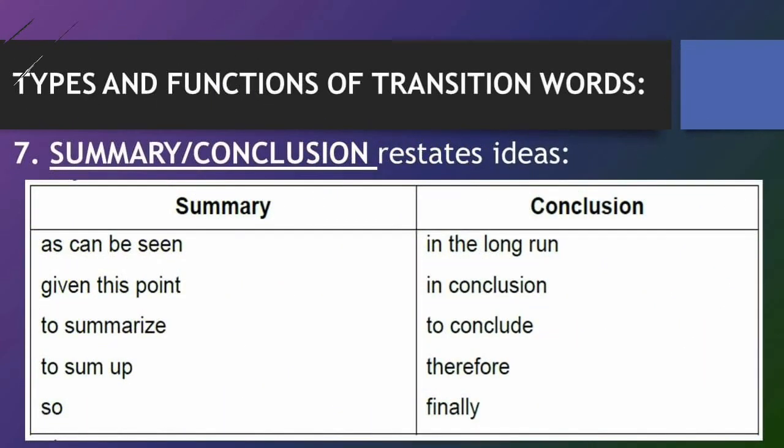Lastly, we have number 8, summary or conclusion. It restates ideas. Okay, so for summary, we have as can be seen, given this point, to summarize, to sum up, and so. And for conclusion, we have in the long run, in conclusion, to conclude, therefore, and finally. Again, the function of these transition words is to restate ideas. Okay, so let's check the example.